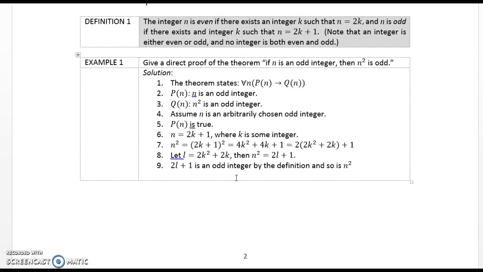n squared is equal to the quantity 2k plus 1 squared, which we factor out to 2 times the quantity 2k squared plus 2k, plus 1. Then we let the amount in between the parentheses, 2k squared plus 2k, be an arbitrary integer l, and then we form n squared is equal to 2l plus 1. 2l plus 1 is an odd integer by the definition, and so is n squared.